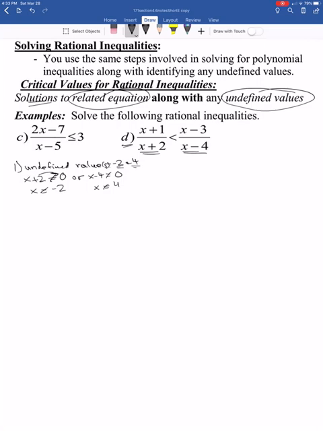Those are vertical asymptotes if we were to graph these two rational expressions. It's where our graph will go vertical, but they're breaks in the graphs, and they're going to form our intervals. Now we'll look at solving the related equation. We drop the inequality symbol and put in the equal sign. So what do we get? x plus 1 over x plus 2 equal to x minus 3 over x minus 4.